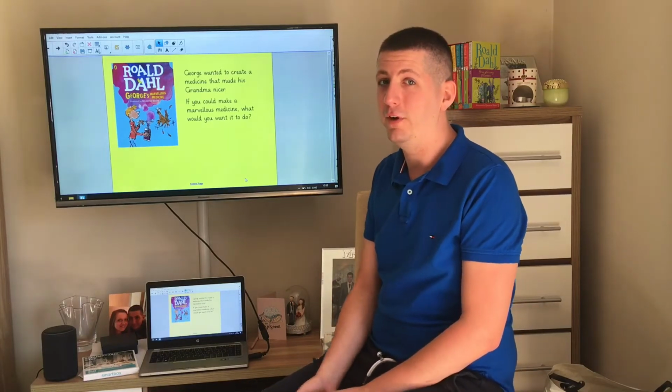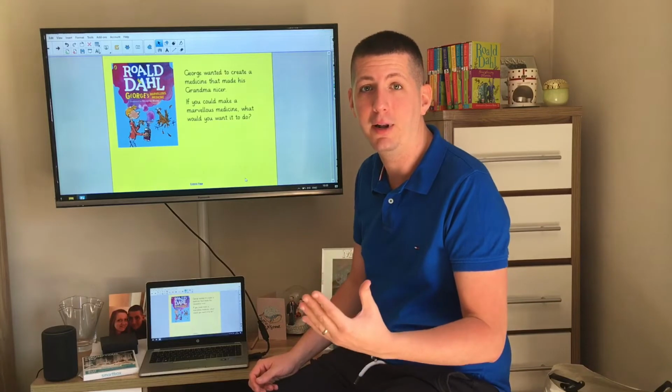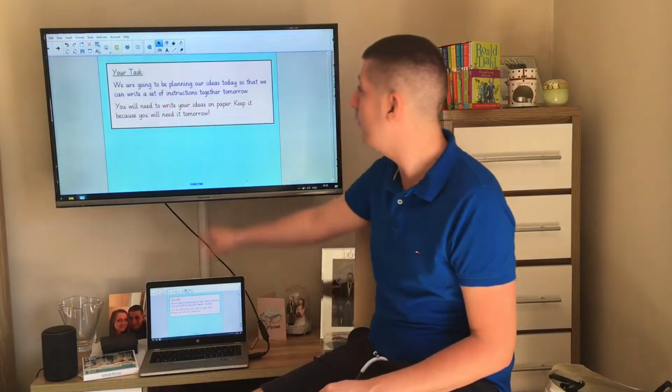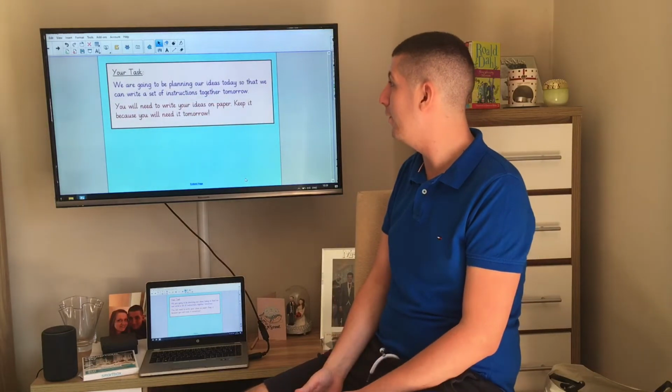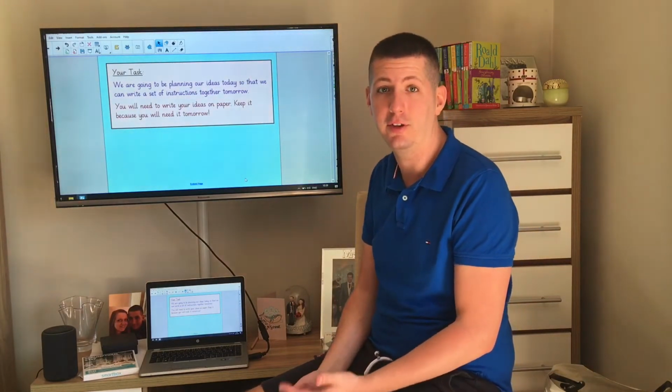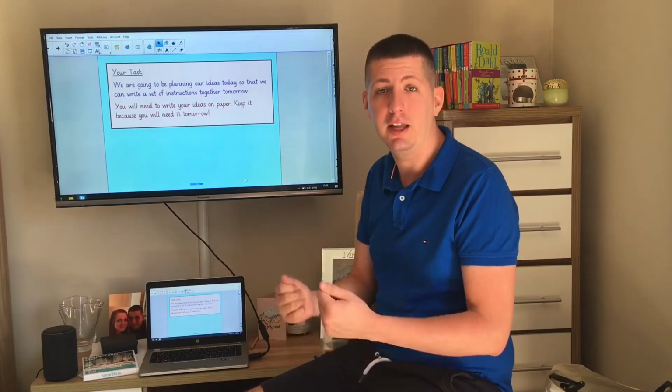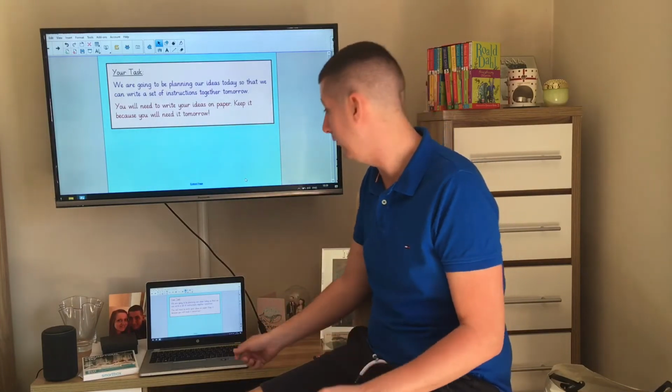Now when you've thought of your idea, we're going to be using that to see if we can plan our own set of instructions to make that marvellous medicine. So our task today is going to be to plan our ideas so that we can write a set of instructions together tomorrow. You're going to need to write your ideas on paper and make sure you keep them safe because you're going to need them for tomorrow's lesson.